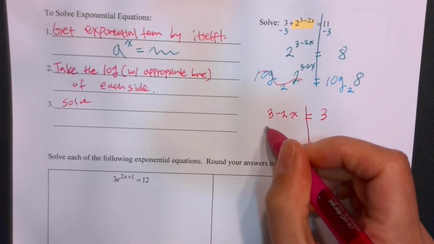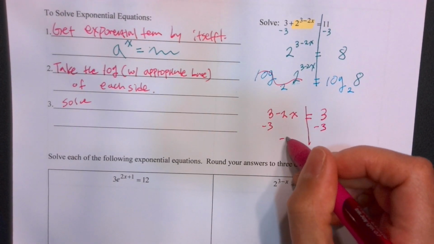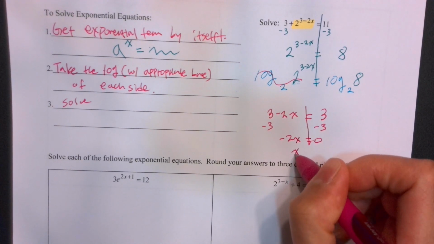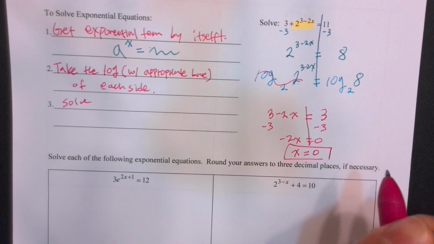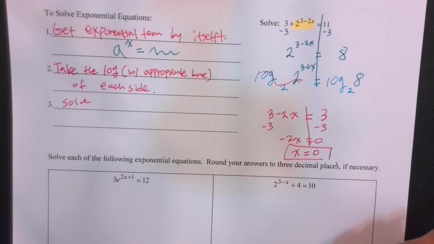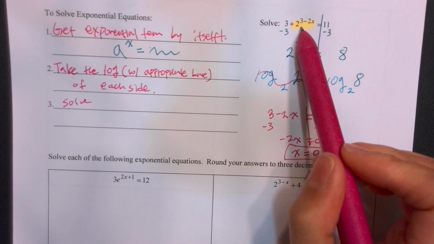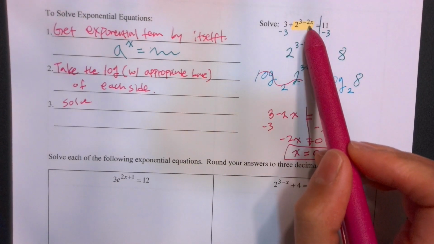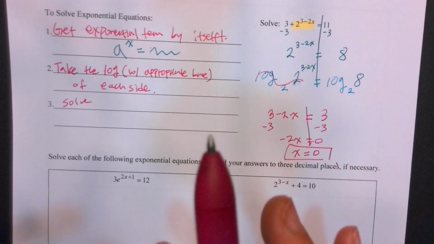Right? And then step number 3, solve. I'm going to solve for x. So subtract 3. Negative 2x is equal to 0. Divided by negative 2, x is equal to 0. Cool. The beauty of the exponential equation is that we do not have to check the solution. You don't have to plug it in, because you can have a negative exponent, you can have a positive exponent, it doesn't matter. Okay, so that's how we go.